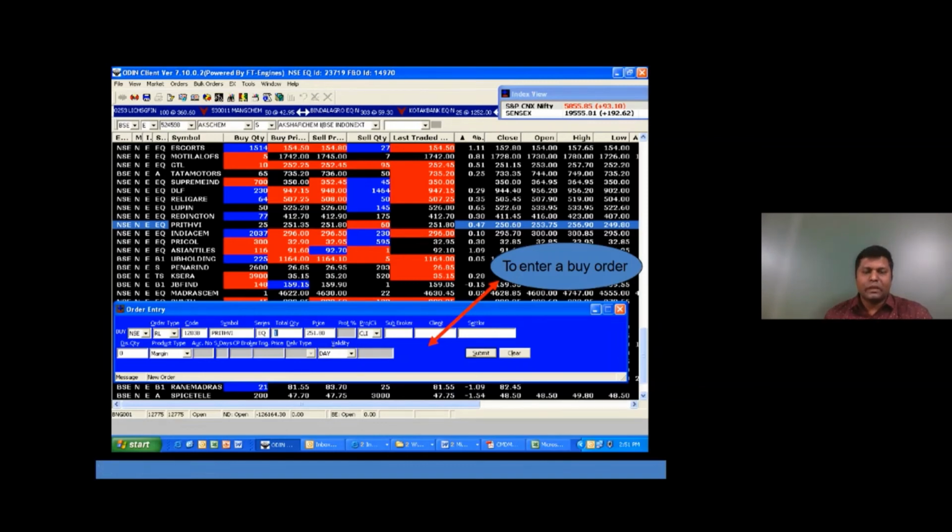You can say 251 rupees. So what is 251? That is a limit order. You are limiting yourself to buy. If the price comes to 251, then only I'll buy. 251 is my limit price.